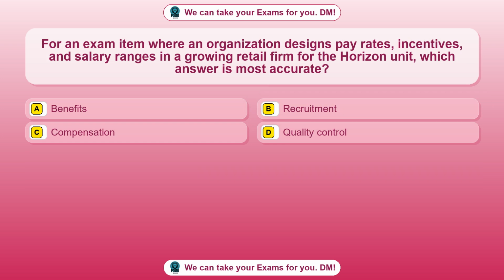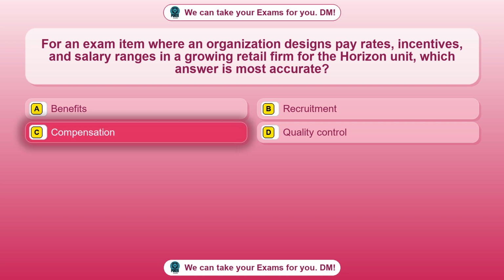Question 48. For an exam item where an organization designs pay rates, incentives, and salary ranges in a growing retail firm for the Horizon unit, which answer is most accurate? Option A, benefits. Option B, recruitment. Option C, compensation. Option D, quality control. The correct answer is option C, compensation.